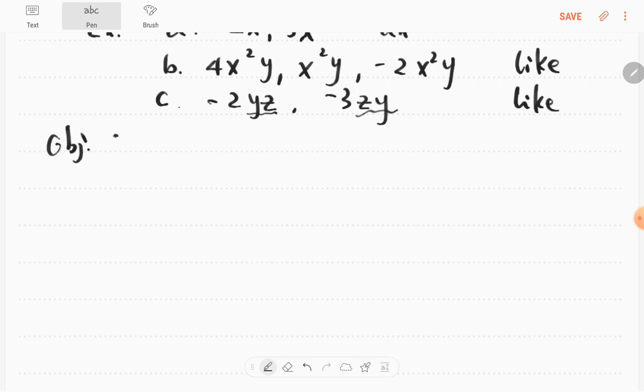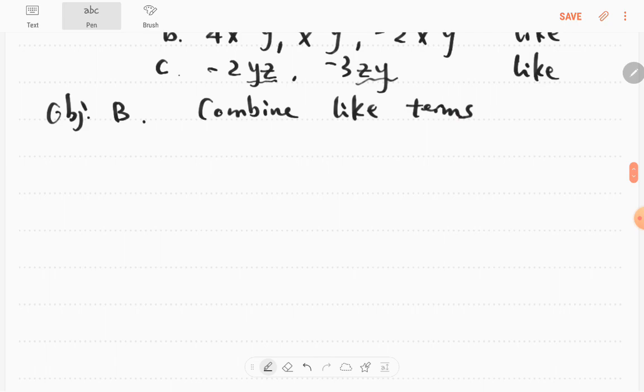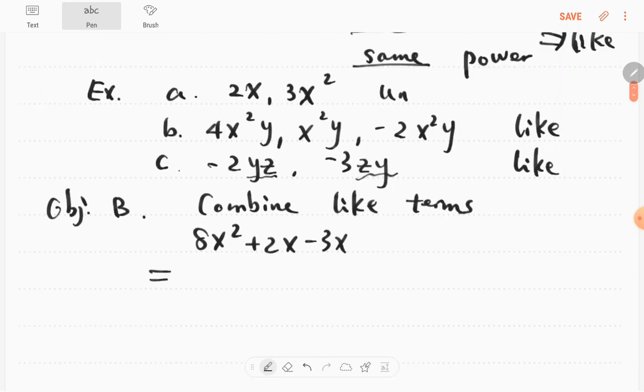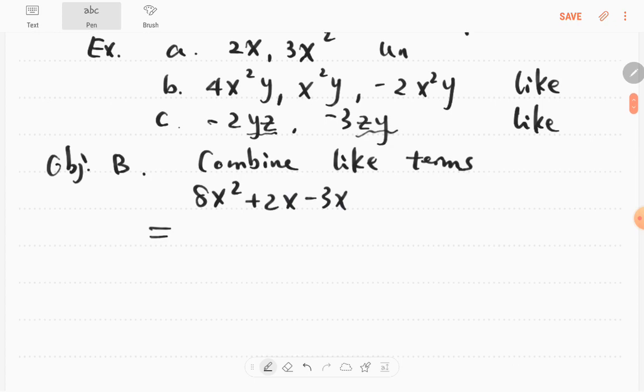Let's check the second objective. If they are like term, we want to know how to combine the like terms. For example, we have this one. So in this expression, which terms are like, which terms are unlike? We check, we have three terms here, right? The first term, we have x, second x, third x. So they all have the same variable. The first condition is satisfied. Then we check the second condition, check the power or the exponent.